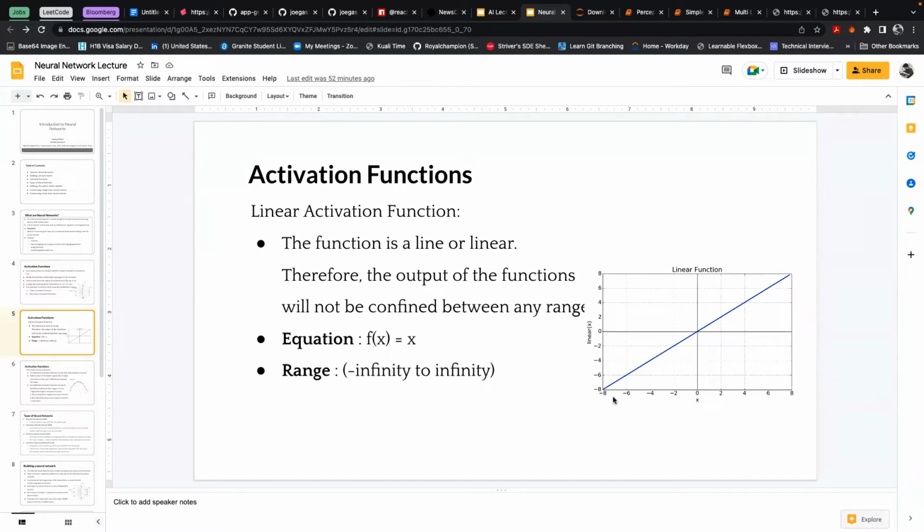So linear activation function, this function is just a line and it is linear. Therefore, the output of the functions will not be confined between any particular range. So for example, the equation for it is f of x equal to x, and its range is from -infinity to infinity.